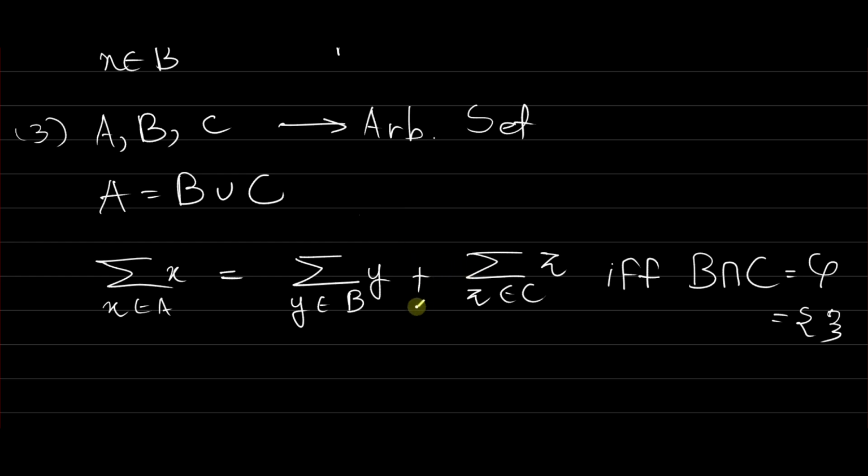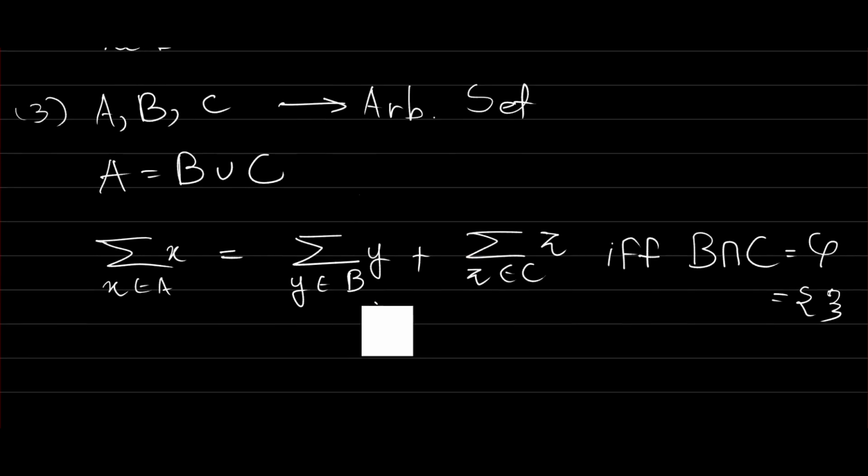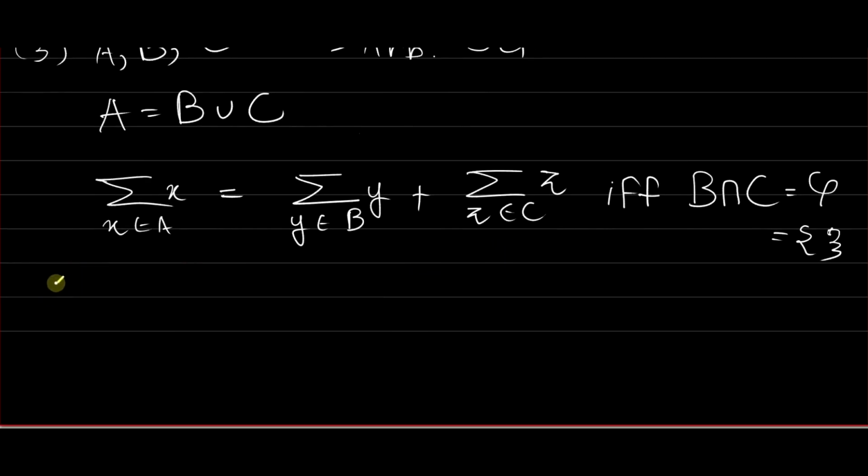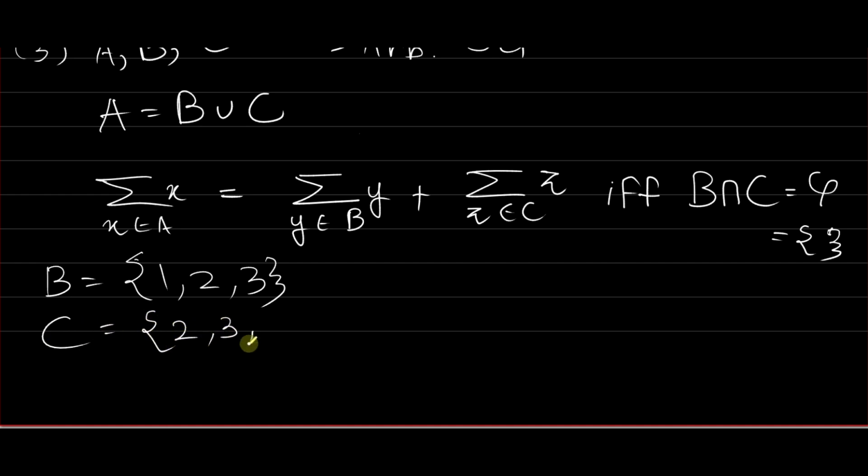So let's take an example. So I'm defining sets B and C such that the intersection is not phi. So I'm going to take set B equal to 1, 2, 3, of course, and C is equal to, well, say 2, 3, 4. So what is A equal to? A is equal to the union of B and C, so it's equal to 1.